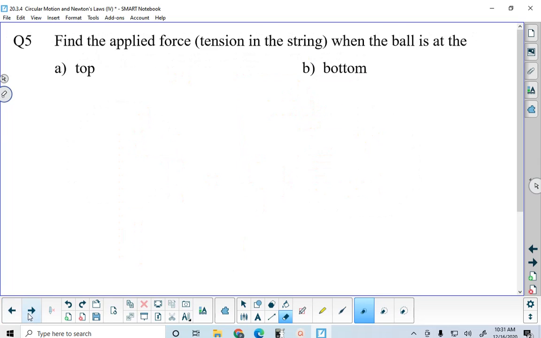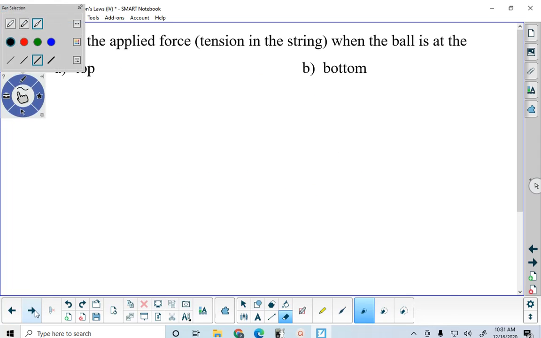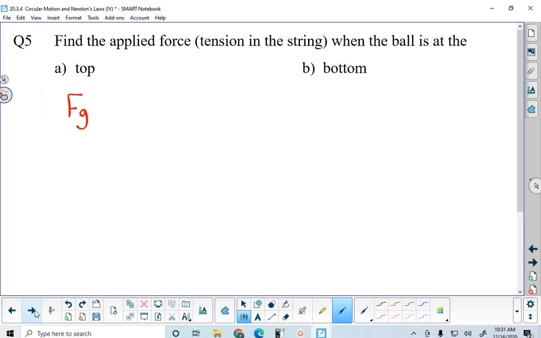So now let's take a look at the next question. Find the applied force when the ball is at the top. Well, let's do some calculations here. Let's calculate the force of gravity, everybody. I want everybody to take a second and find the magnitude of the force of gravity acting on the ball. So you're going to have to take the mass of the ball times 9.81. And I believe you're going to get 4.905 newtons. This is just mg. And that would be the force of gravity acting on the ball when it's at the bottom.